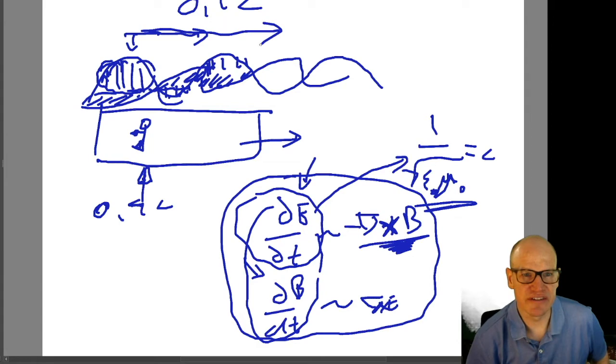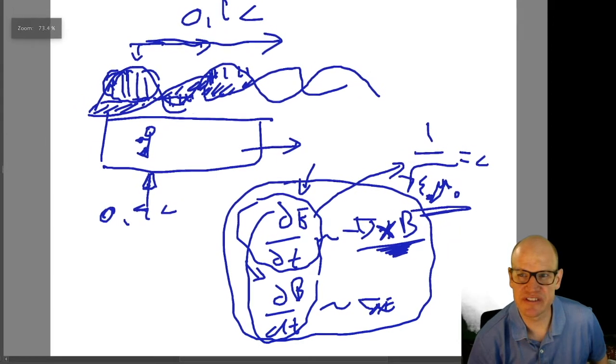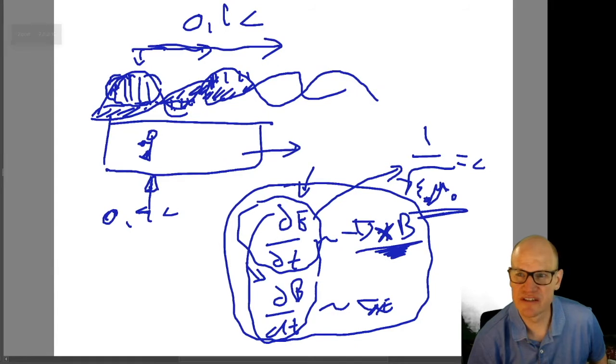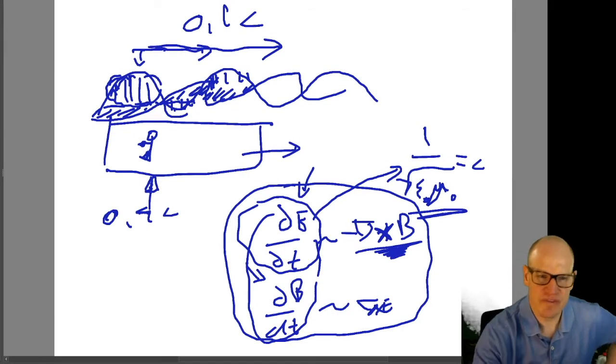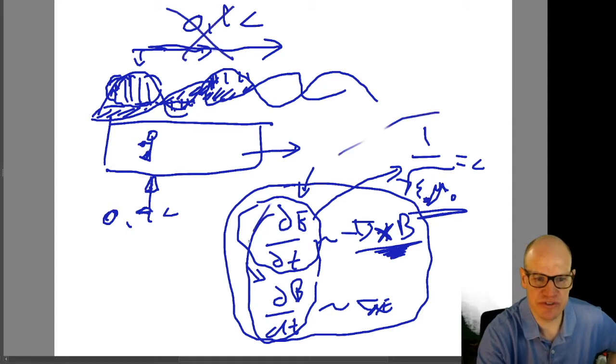Hold on, I need to rescale this a little bit so you can see all of the parts. So one would assume that if you're traveling at 0.9 c, then the photons would be traveling at 0.1 c next to you, but this can't happen. This is not allowed because that would violate Maxwell's equations.